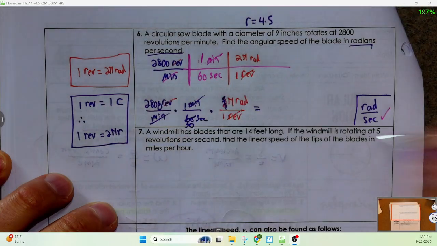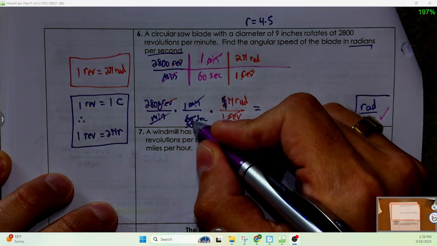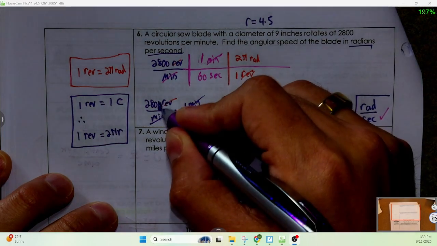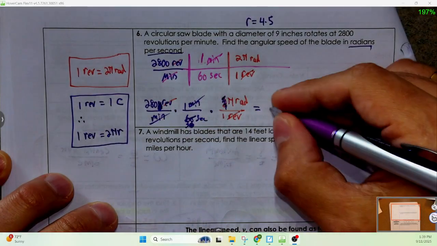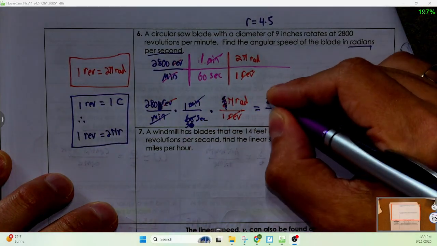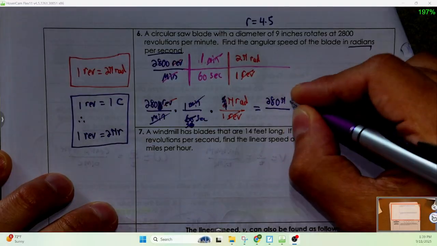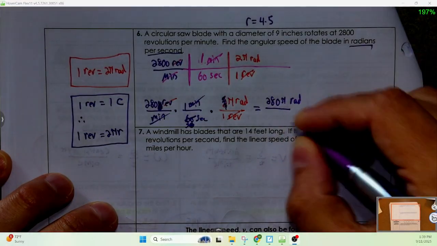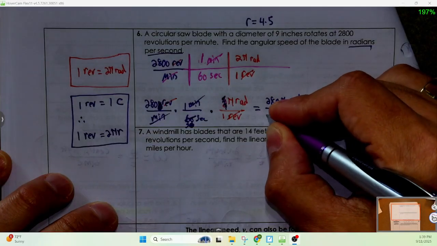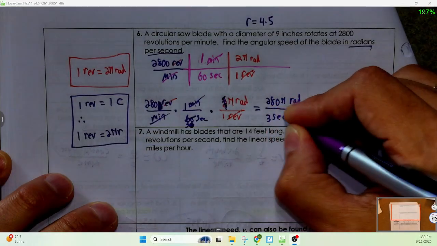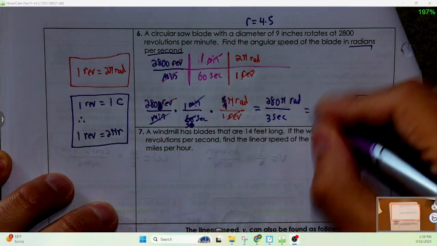See how that's 2,800 and there's an extra 0 there? Why don't I get rid of that 0 if I feel like it? So what ends up happening on this option is I get 280 pi radians per 3 seconds. And we still need to divide it to get the actual answer here.